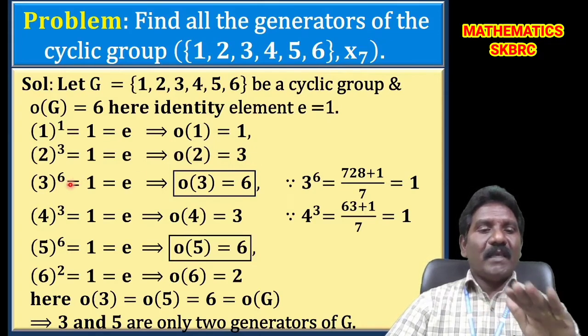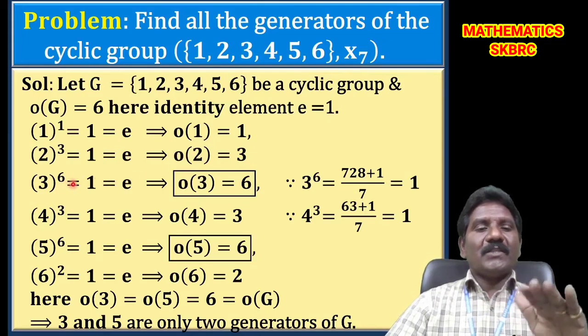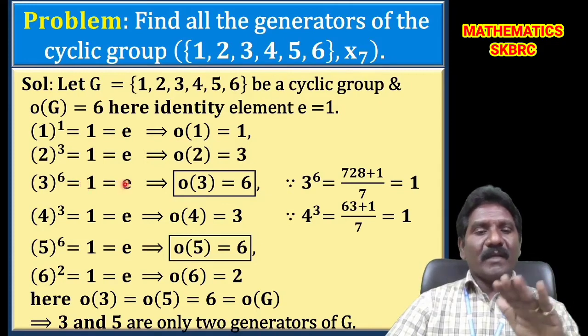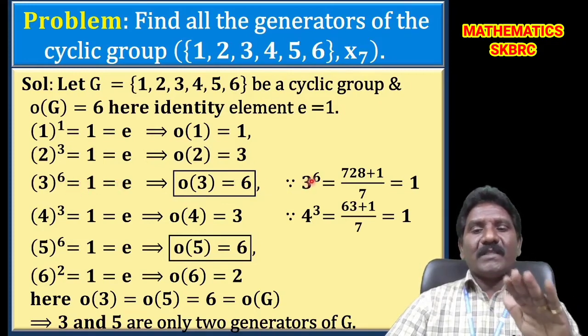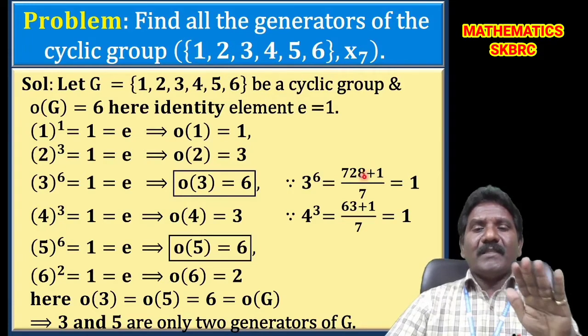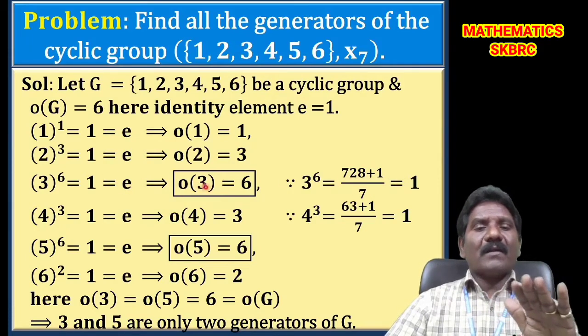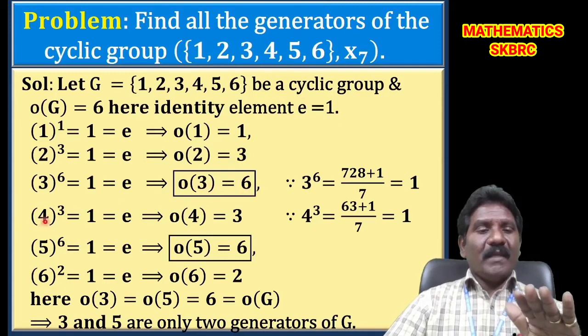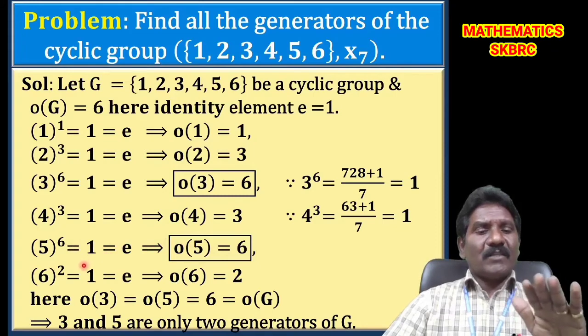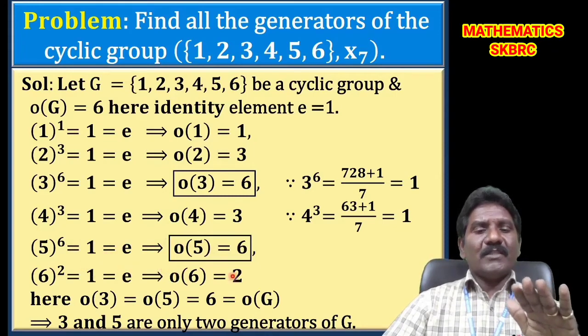3^1 is 3, not equal to e. 3^2 is 9, and 9 mod 7 is 2, not equal to e, and so on. 3^6 is 729, and 729 divided by 7 leaves remainder 1. So 3^6 is 1, equal to e, that gives the order of 3 is 6. Similarly, 4^3 is 1, so the order of 4 is 3. 5^6 is e, so the order of 5 is 6. 6^2 is 1, so the order of 6 is 2.